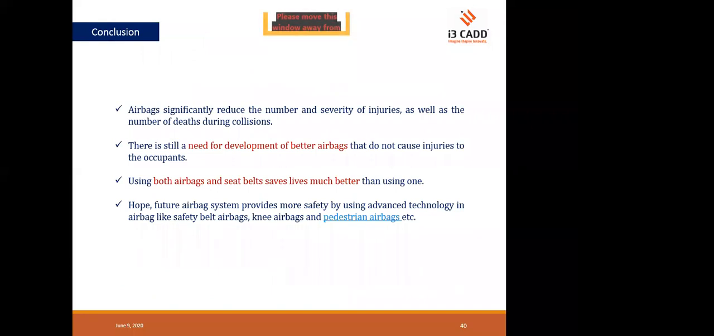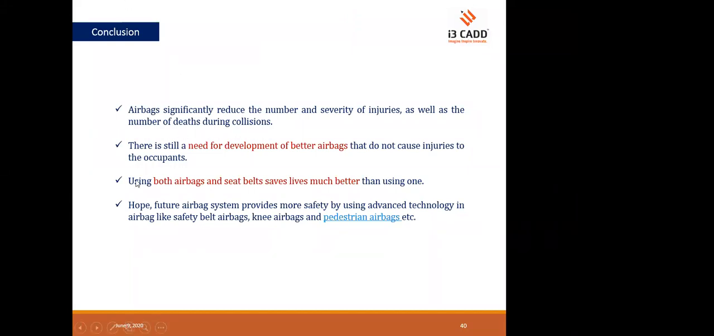So to conclude, airbags have significantly reduced the number and severity of injuries, no doubt in that. But there is still a need for better development of airbags because they can produce more injuries to the occupant. And the always-repeated advice here is to use both airbag and seatbelt together to save more lives, better than using one. And future airbag systems nowadays are provided with a lot of airbags.